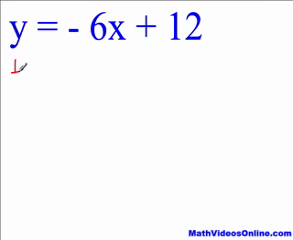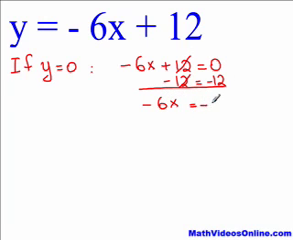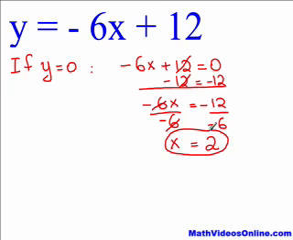Let's solve another problem. Let's find both the x and the y-intercept. To find the x-intercept, let y be 0 and solve for x. Replace y with 0 and then isolate x on the left side of the equation. Negative 6x equals negative 12. Divide by negative 6 on both sides. X equals positive 2. Therefore, the x-intercept is positive 2.